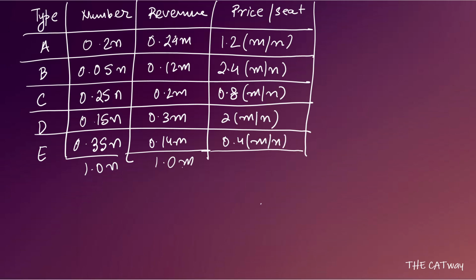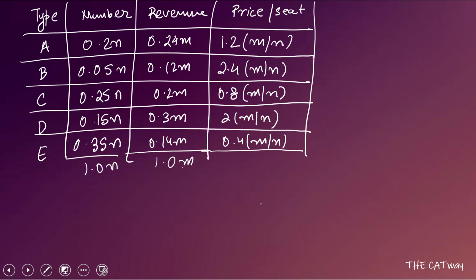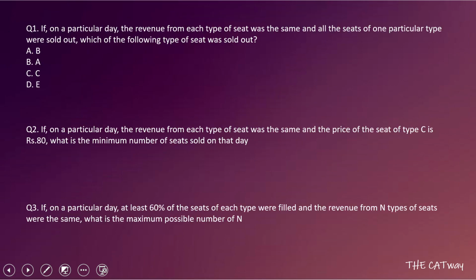Acha, let's move towards the questions now. So the first question says that if on a particular day the revenue from each type of seat was the same and all the seats of one particular type were sold out, which of the following type of seat was sold out? Acha, what it is saying is that the revenue was same. Okay, so the revenue was same and one type of seat was sold out. So how is it possible?